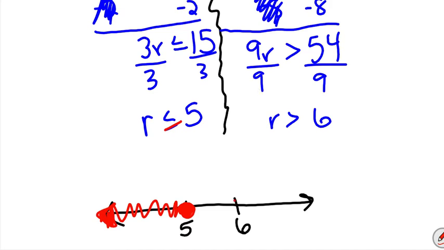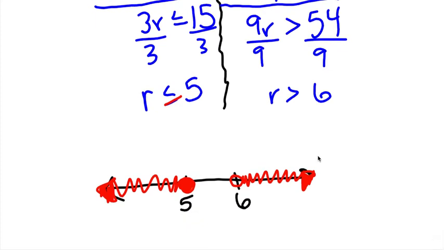R is greater than 6 means at 6 I will put in an open circle. Greater than means shaded to the right. So there is your final answer for that problem.